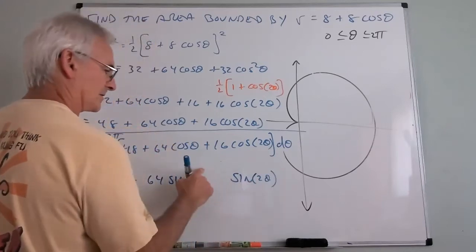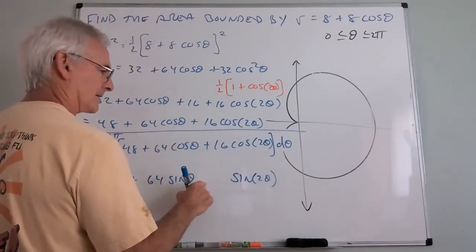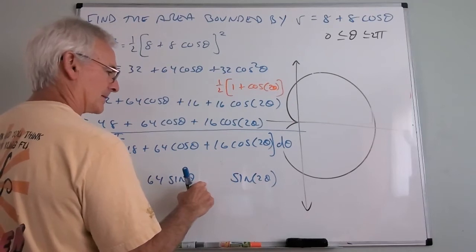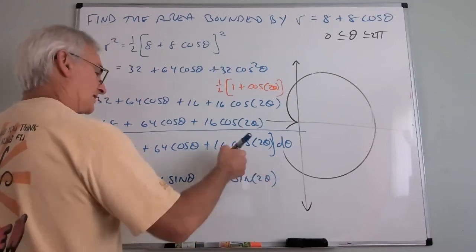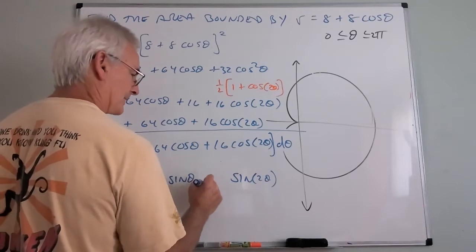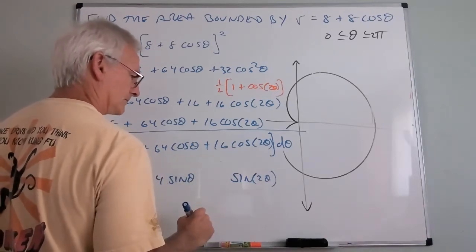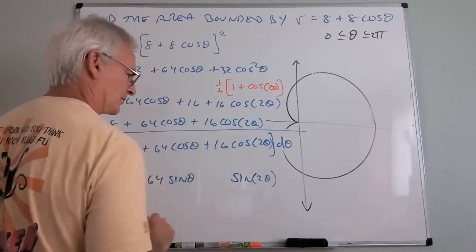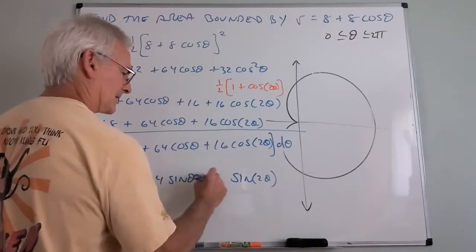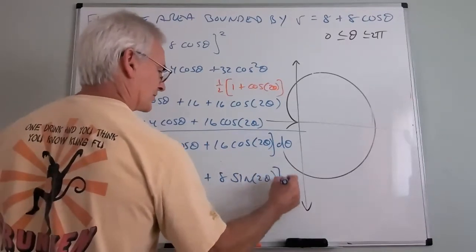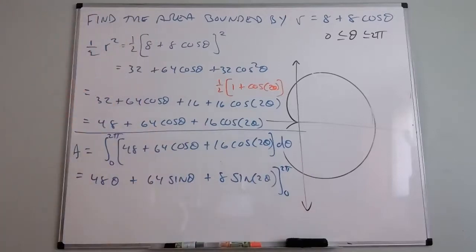So what's my coefficient? And what do you have to differentiate to get back to here? 32. No. Multiplying by 2, so 8. And then I'm going from 0 to 2 pi. We got a little rust here, folks.